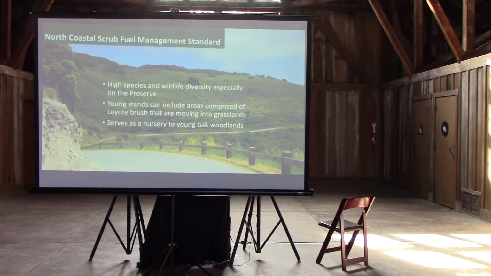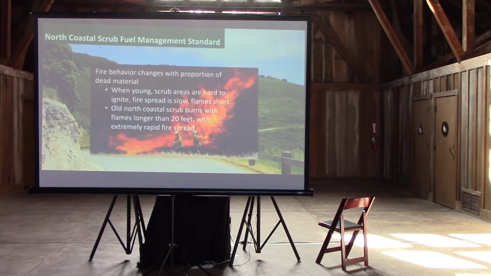Young stands are mostly that coyote brush moving into grasslands, and so it doesn't have the diversity when it's young. So the thing that is especially important is the old stuff. And oftentimes this north coastal scrub will be the place that young oaks form, because it may eventually move into oak woodlands. So some of that is what we'll see too.